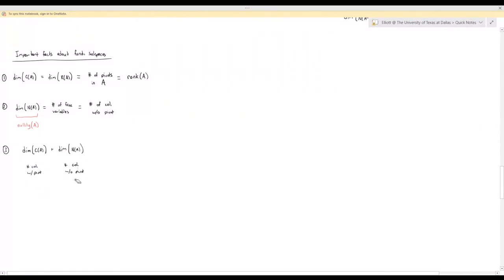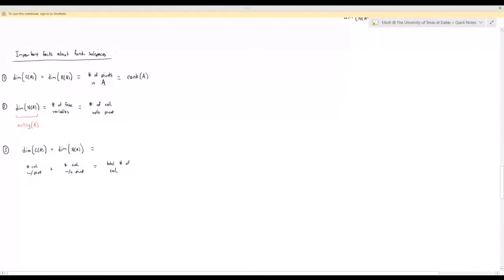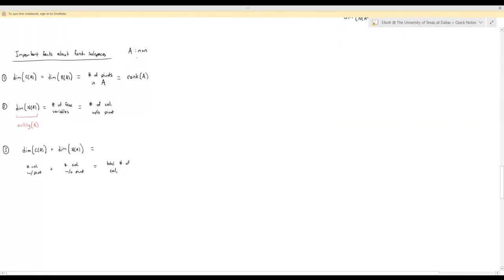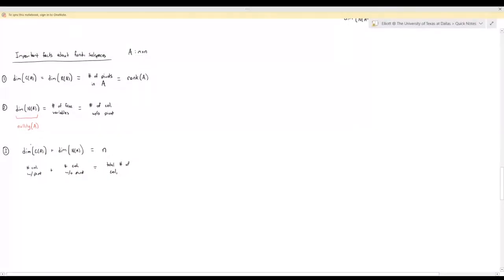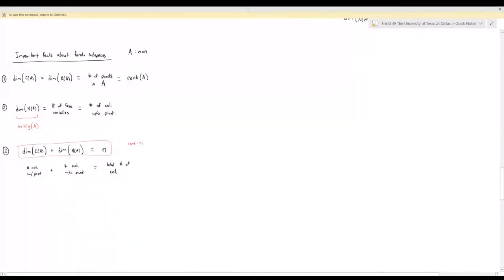So if you add these two numbers together, that should just equal the total number of columns in your matrix. So if A is an m by n matrix, then it would have n columns. So you'd have that the dimension of its column space plus the dimension of its null space should be equal to n. So this formula is sometimes referred to as the rank nullity theorem.